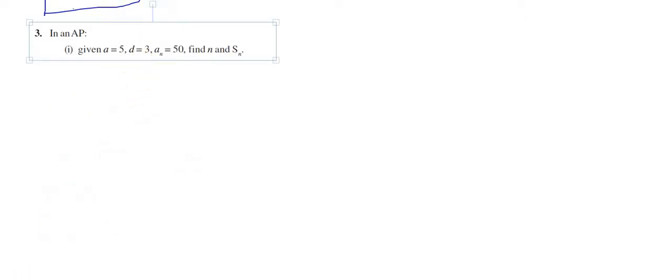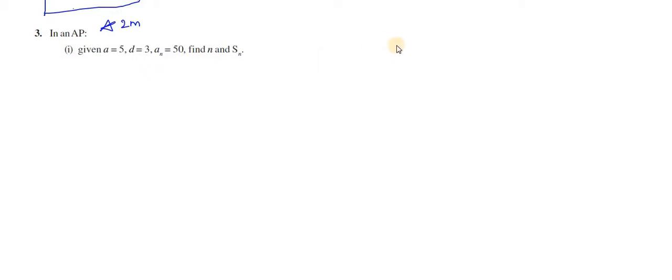Okay, now they will give this type of problems. This type of problems are all important for 2 marks or 3 marks. Most probably they ask this type of problems for 2 marks from an examination point of view. So here what they gave: a is equals to 5, d is equals to 3, an is equals to 50. So we need to find n and Sn.